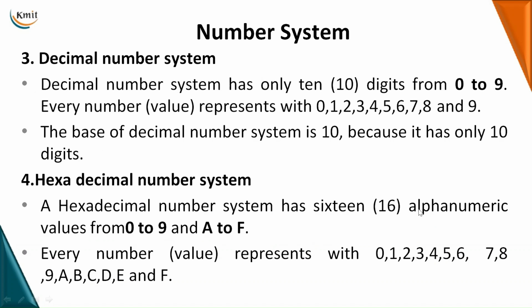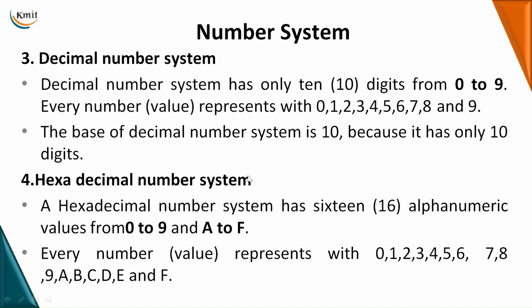The next type of number system is the decimal number system. The decimal number system has only 10 digits, from 0 to 9. Every number has to be represented only with these 10 digits, starting from 0 to 9. The base of the decimal number system is 10 because it has only 10 digits.